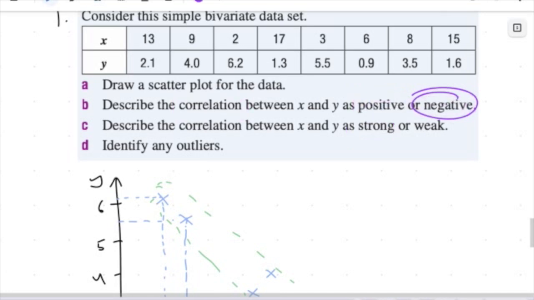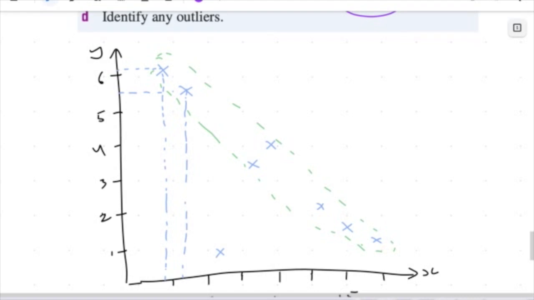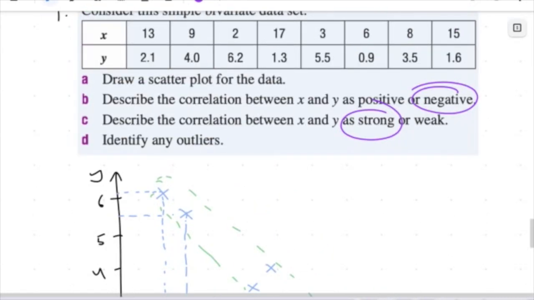So we have a negative correlation. So as x gets bigger, y gets smaller. It's got a negative gradient. And we have a very linear type of trend between these. So that when we draw a line through, we can see it's going to be very, very linear. So we can say this is strong.